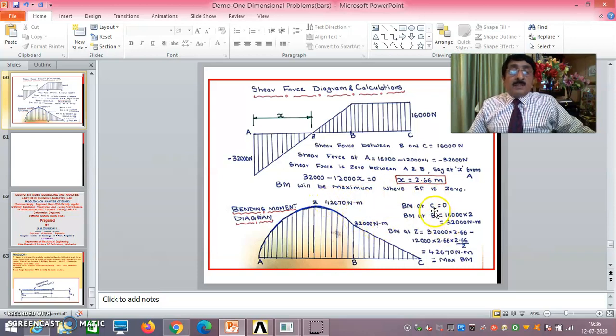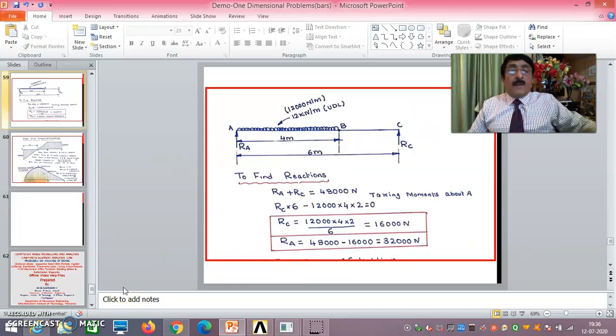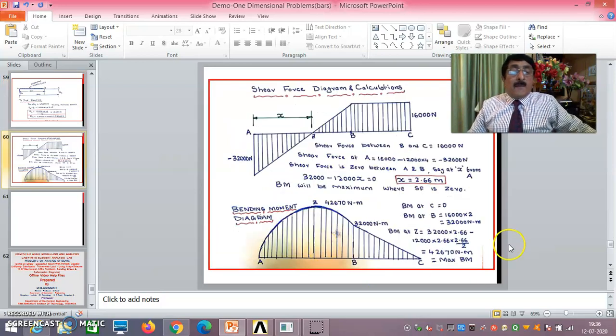See here, bending moment at C. Bending moment at C is anyway 0. Bending moment at B is RC, that is 16,000 into 2, 32,000. Correct, no? 16,000 into 2, 32,000. Bending moment at C is 0. Bending moment at B is 16,000 into 2, 32,000. Then you go for bending moment at this point, bending moment at Z.